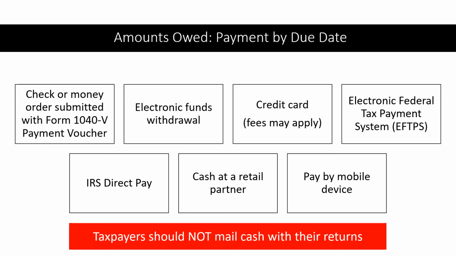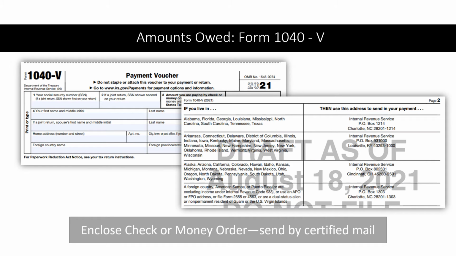There's also IRS Direct Pay, which is great for one-time payments. They can pay cash at a retail partner, or they can pay by mobile device. Importantly, taxpayers should not mail cash with their returns. That is not the way to pay. If our taxpayers are choosing to pay by check, then they can fill out this Form 1040V. There's a selection in TaxSlayer that we can make where it says e-file, pay by check. So you would make that selection and TaxSlayer would automatically generate this 1040V voucher.